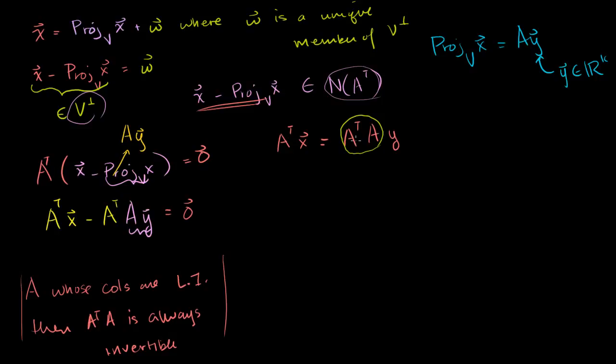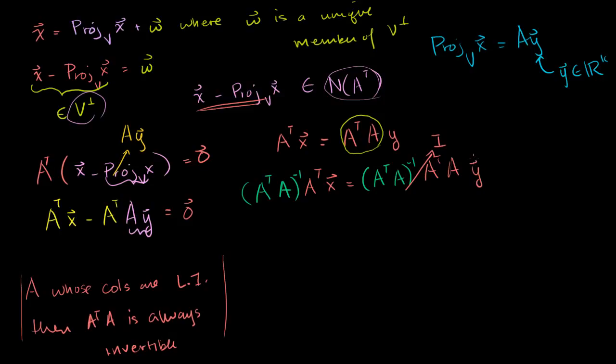So let's take the inverse of it and multiply it times both sides. If we take A transpose A inverse, we know that this exists because A has linearly independent columns. And multiply it times this side right here, A transpose x. And on this side, we're going to do the same thing: A transpose A inverse times this thing right here, A transpose A y. When you multiply the inverse of a matrix times the matrix, you're just going to get the identity matrix. And the identity matrix times y is just going to be y.